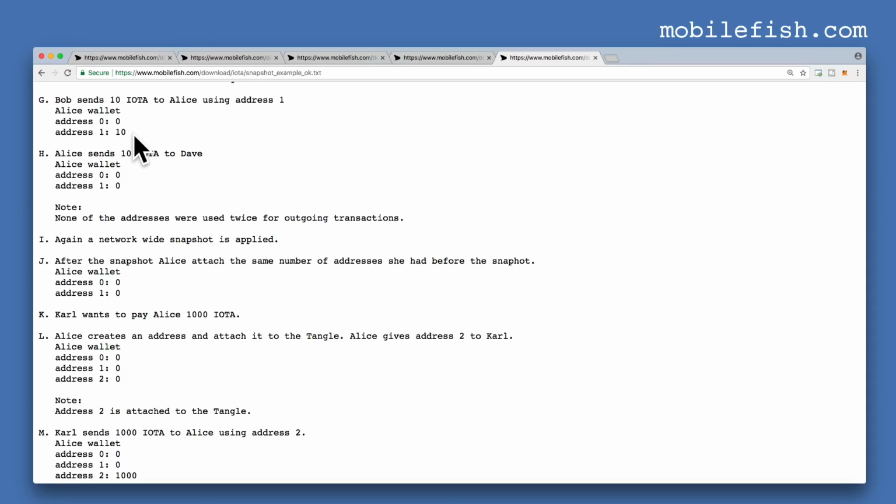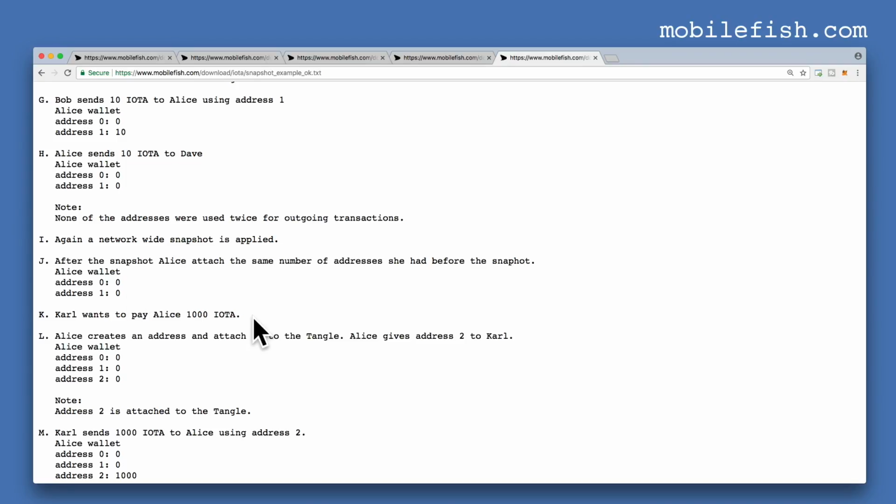As you can see over here. Alice sends 10 IOTA to Dave. None of the addresses were used twice for outgoing transactions. Again, a network-wide snapshot is applied. After the snapshot, Alice attached the same number of addresses she had before the snapshot. Address 0 and address 1 are attached to the Tangle.